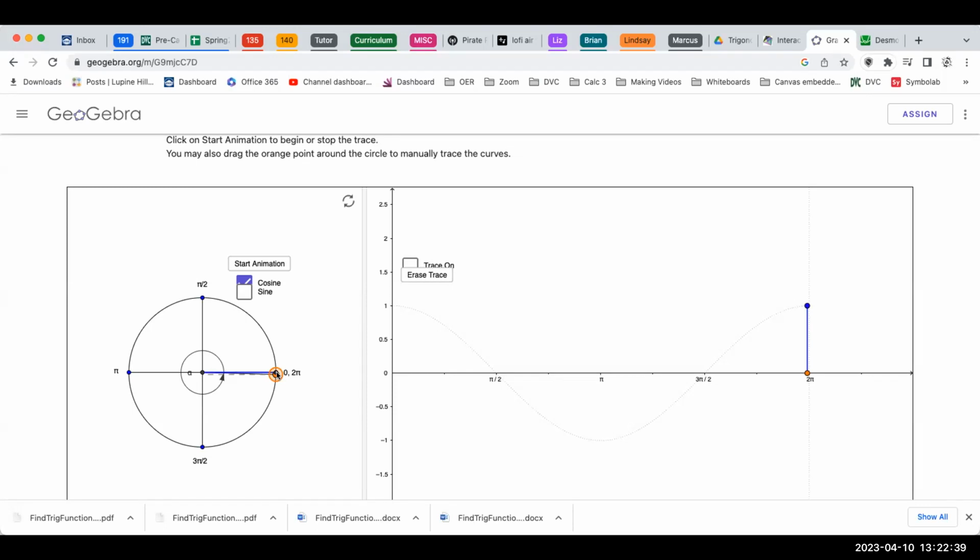So for example, let me give you one. Let's say I gave you this point here, located at 11 pi over 6. Let's say that this point right here is located at the angle 11 pi over 6. And you have to figure out the coordinates of that point.